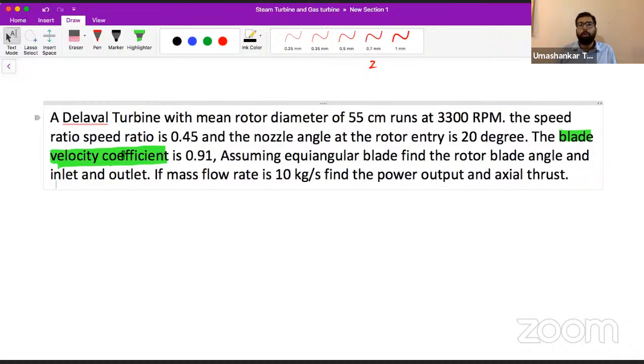I hope you are going to solve it. So a De Laval turbine is mentioned. It means what? We have only one stage. We have only one nozzle and one moving blade. So we are using just one stage in this problem. We have seen the simple turbine in the previous session. If you do not know how a De Laval turbine works, then please go and watch the previous session as well.